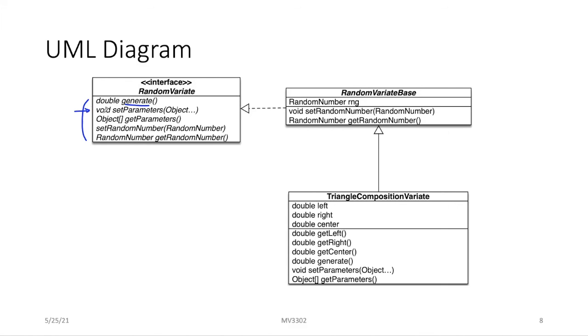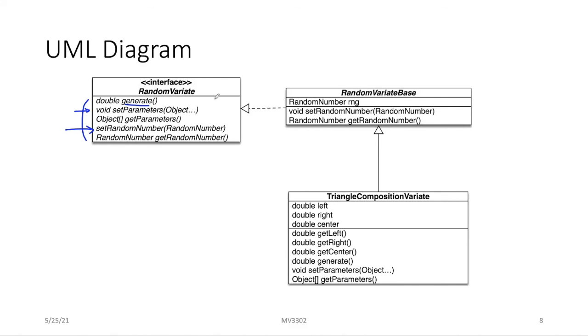The set and get parameters, especially the set parameters, are something that the random variate factory uses. Because remember, when we call get instance, we give it the name and then a bunch of values after that. What the random variate factory does is it takes those values and calls set parameters with them. That's how we were able to do that. The get parameters is just for completion. Then it calls set random number using its default random number generator. That's something that we never call.